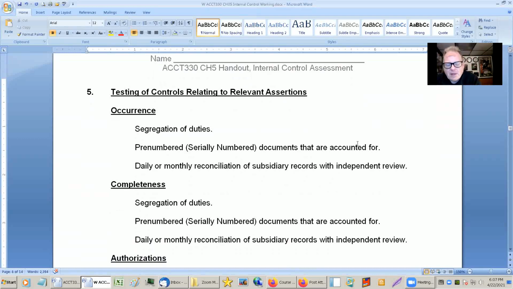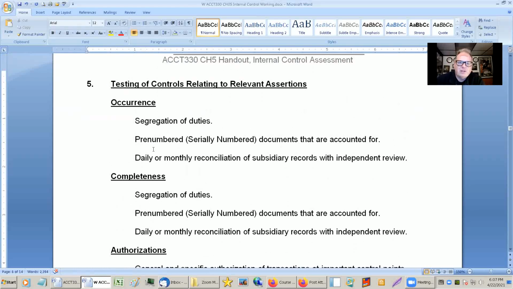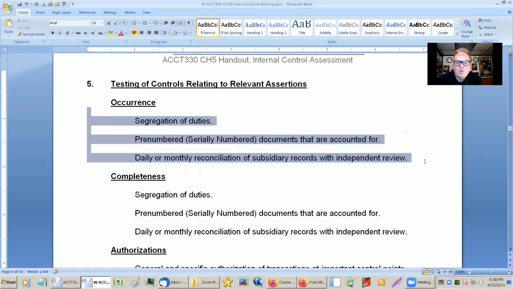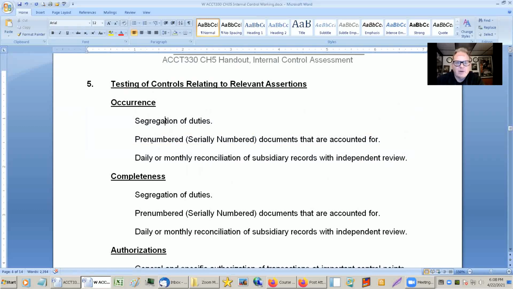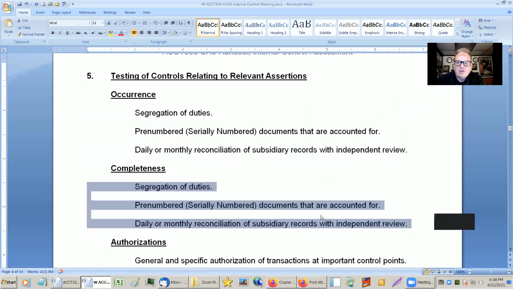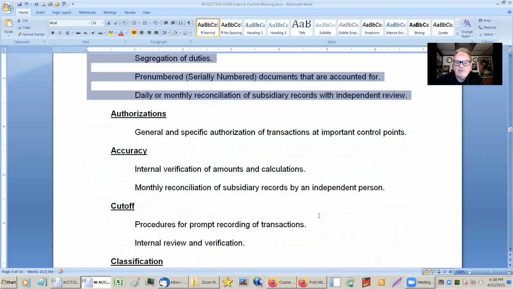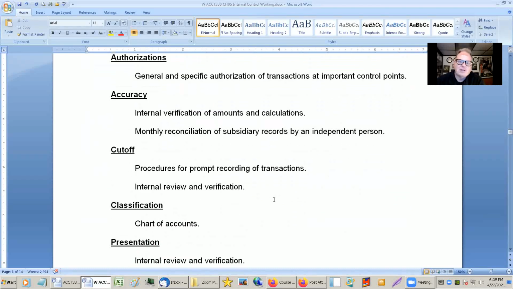And that is kind of the idea that we do the testing to relevant assertions for test controls, just like we do it for substantive testing for dollar amounts. And the same thing like the testing for the dollar amounts, while it looks fairly intimidating, all this stuff, actually, if you were to look at what they actually have, so segregation of duties, which we talked about, pre-numbered documents, okay. Daily reconciliation, okay. You go down here, you'll see, okay, it's the same thing. So while it might look fairly intimidating, a lot of them are duplicate. You're testing for the same thing.